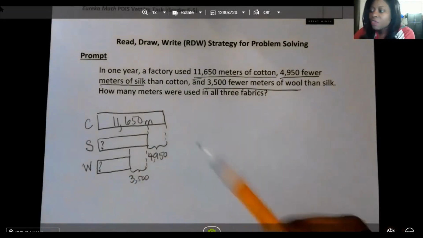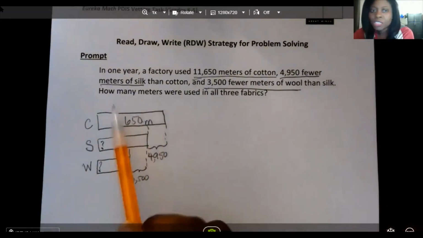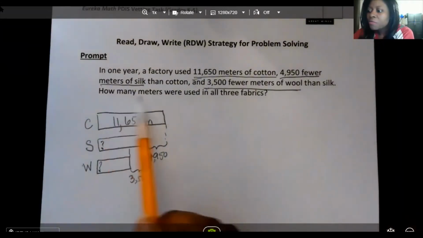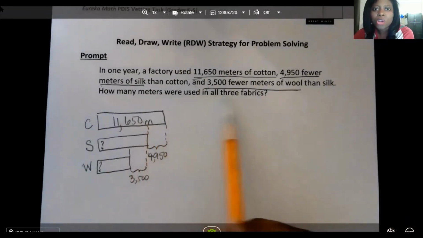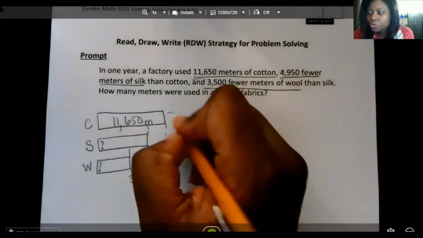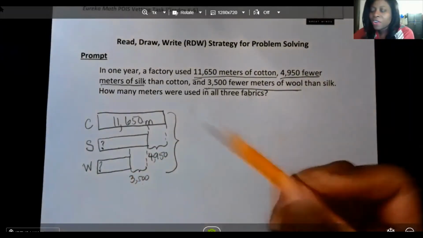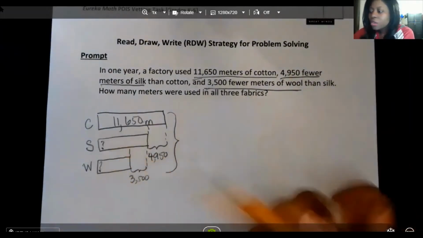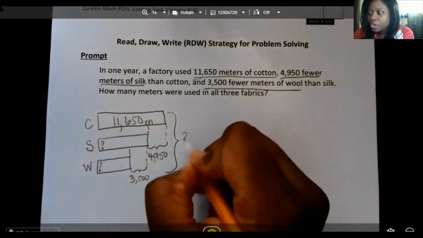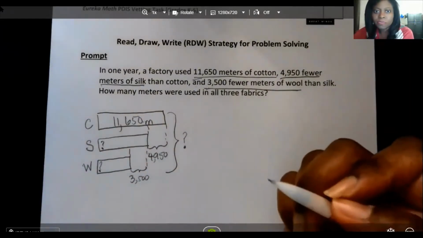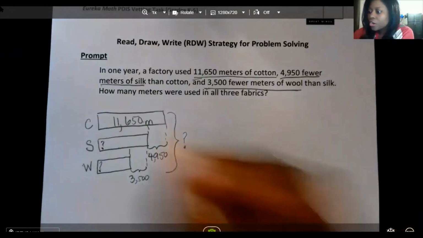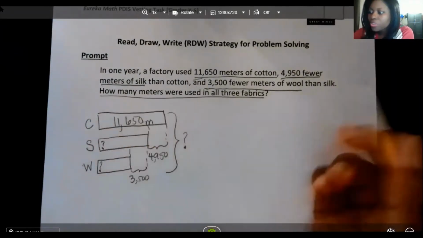So finally, let's read the last part of our problem. How many meters were used in all three fabrics? So now they're asking me about all three fabrics. What I'm going to do is put it together, because now they're asking me about all three of them. But do I know the answer to that? No. So I'm going to put a question mark there. So let's go ahead and get started with everything.